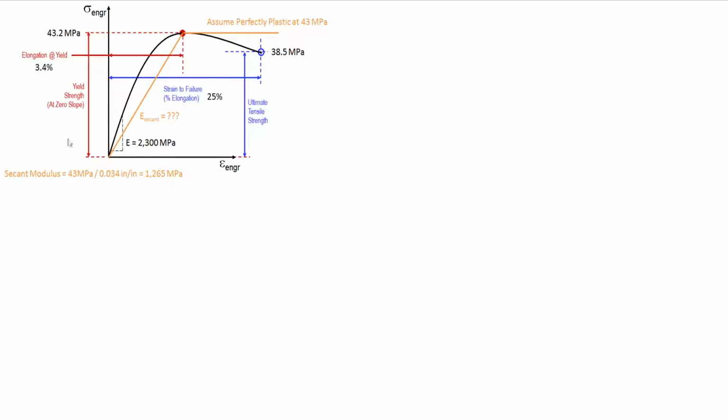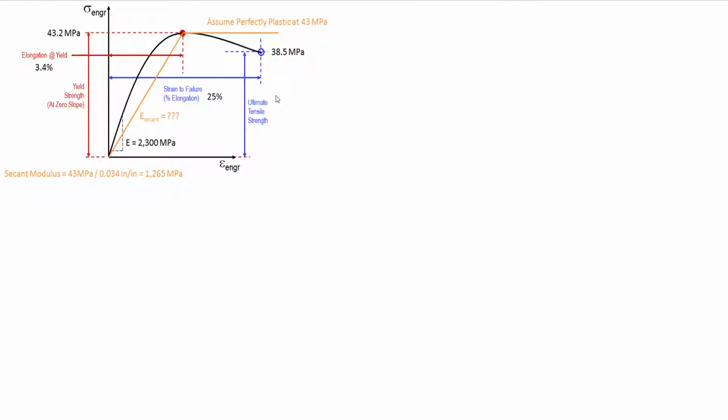So this is important, and this is also important because we want to stay below these. So I don't want to distort my material past 3.4%, and I don't want to strain my material past 3.4%, and I don't want to stress my material more than 43.2 megapascals, because otherwise I'll plastically deform.